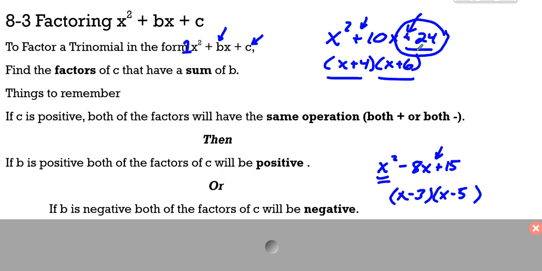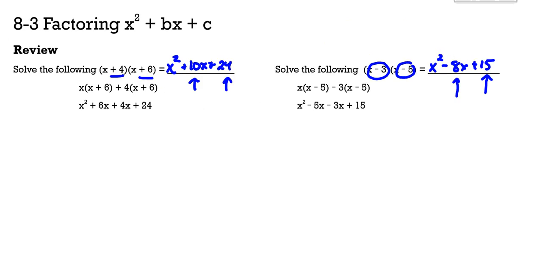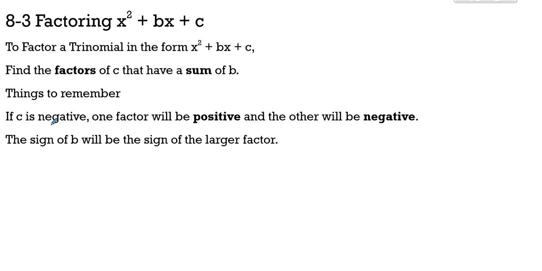So there's a lot you can tell just by looking at the trinomial that you're trying to factor. Start with that second operation. If the second operation is addition, then you know both of the operations in the binomials are going to be the same, and they're both going to be whatever that first operation is. Oh, wrong way, sorry. If C is negative, then one is going to be positive and the other is going to be negative, right?